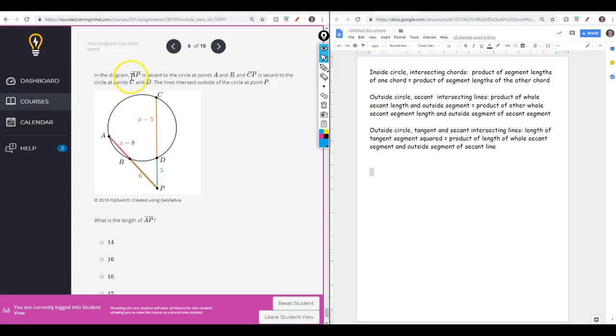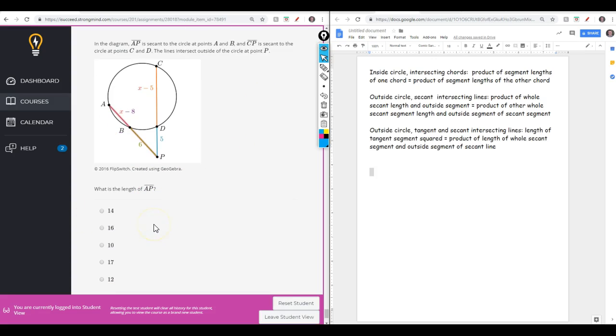Question 6. In the diagram, segment AP is secant to the circle at points A and B, and segment CP is secant to the circle at points C and D. The lines intersect outside of the circle at point P. What is the length of segment AP? Okay, so it wants to know this whole length right here.